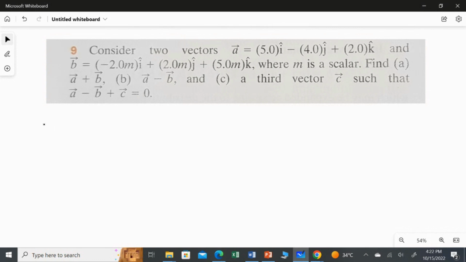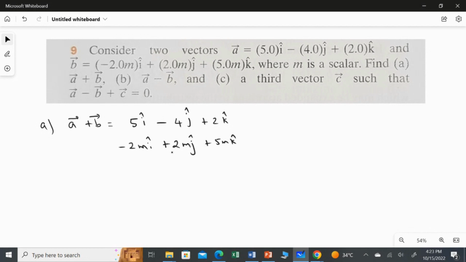So first question, I'm going to find a vector plus b vector. For this, I'm going to write the given a vector. What is the value of a vector? A vector value is 5i cap minus 4j cap plus 2k cap, and then b vector is minus 2m i cap plus 2m j cap plus 5m k cap. So now I'm going to add the two vectors.